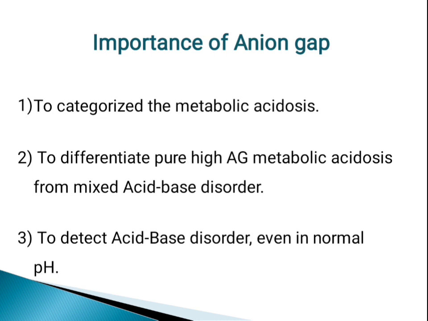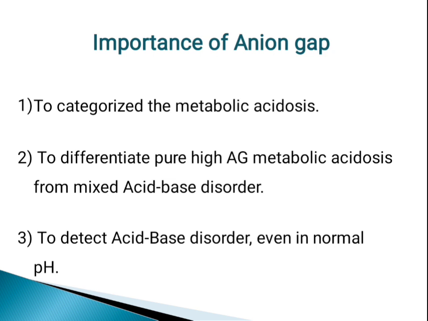What is the importance of knowing this anion gap? By knowing this anion gap, number one, we can categorize the metabolic acidosis. All of us know that metabolic acidosis is mainly of two types. One is high anion gap metabolic acidosis. Number two is normal anion gap metabolic acidosis. And their correction method is different. So, categorization of metabolic acidosis is very much important.